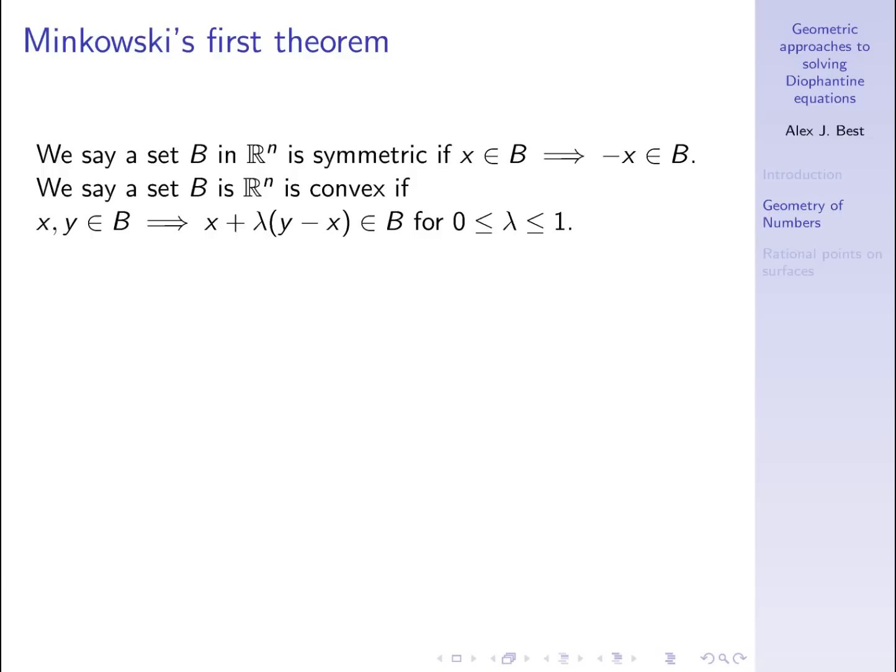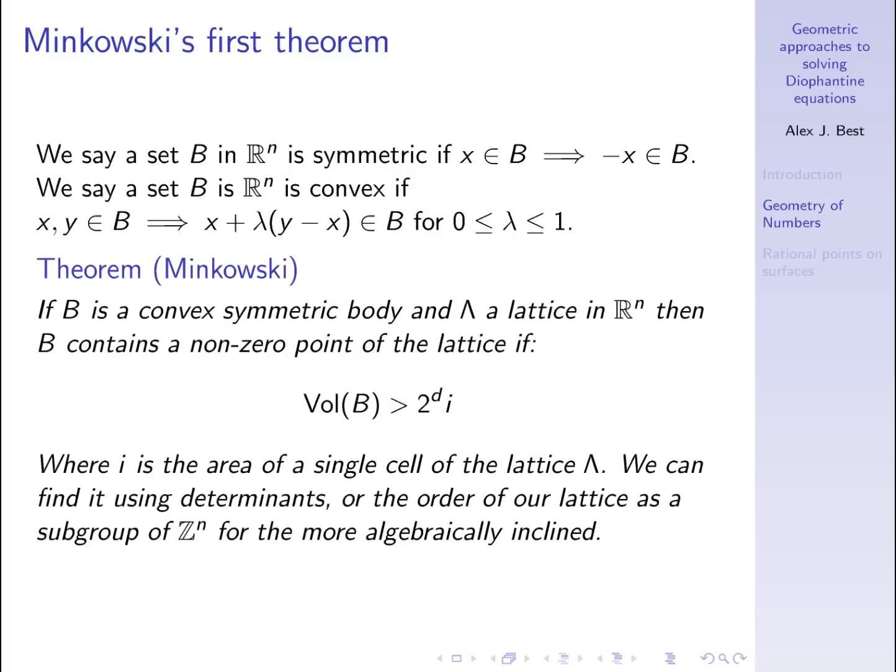So Minkowski then gives us a theorem in his paper, and there are a number of forms, but this is the one we're going to use today. So we say if B is a convex symmetric body, or a set, for us it makes no difference, and lambda is a lattice in Rn, then B contains a non-zero point of the lattice if the volume of B is strictly greater than 2 to the power of the dimension of the space.